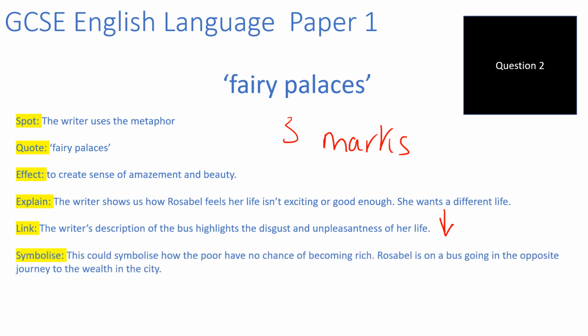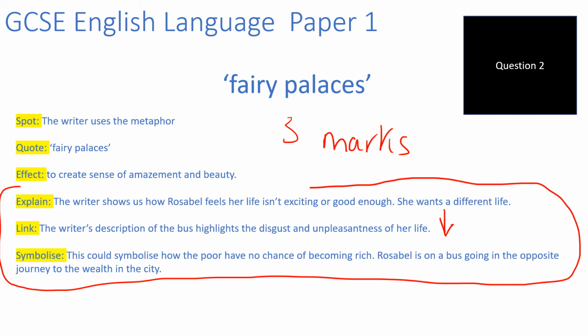And then we go to symbolize. This could symbolize how the poor have no chance of becoming rich. Rosabelle is on a bus going in the opposite journey to the wealthy in the city. And so we can see that we've built up, and all this bit here is about showing our understanding of what is really going on, the subtext.